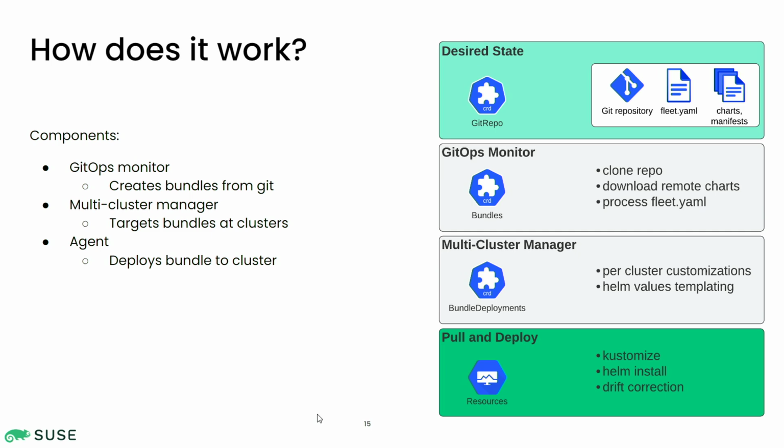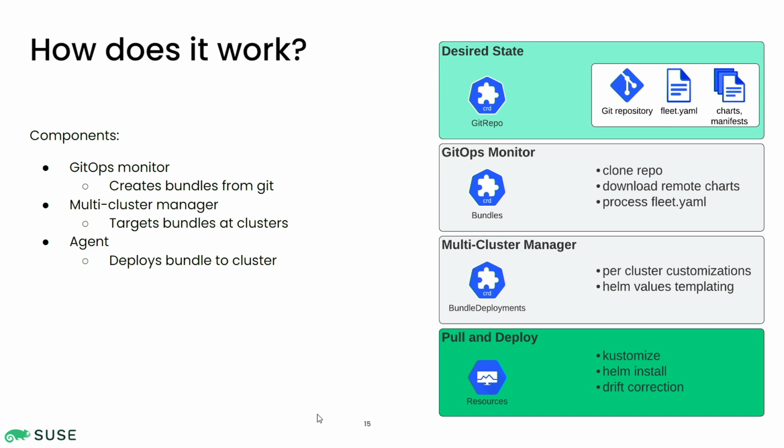At the top, we have the desired state that is in Git, and you just have your Git repository. There's a Fleet YAML, which is a special documented format, but it's optional. In simple cases, it's really optional. If you have a big Git repo with a lot of subfolders, I would always recommend adding Fleet YAMLs there to control release names, namespaces, and so on. And then you have your charts and manifests or references to external Helm charts or whatever.